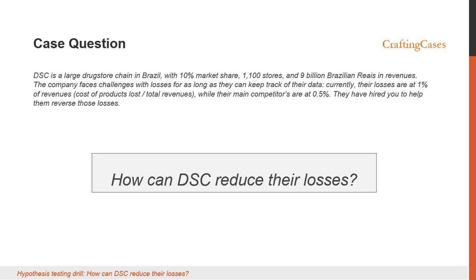So, DSC is a large drugstore chain in Brazil with 10% market share, 1,100 stores, and 9 billion Brazilian reais in revenues. The company faces challenges with losses for as long as they can keep track of their data. So they are losing products that were otherwise good to be sold. Currently, their losses are at 1% of revenues, and that's cost of products lost divided by total revenues, while their main competitors are at 0.5%. And they've hired you to help them reverse those losses. So how can DSC reduce their losses?